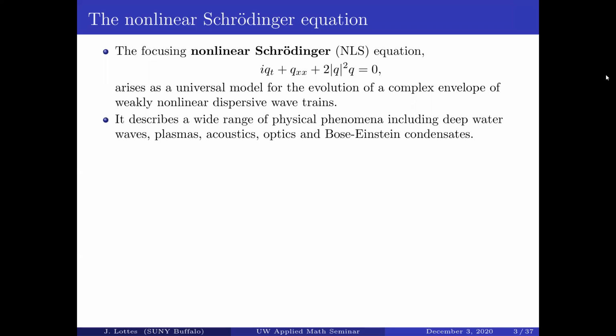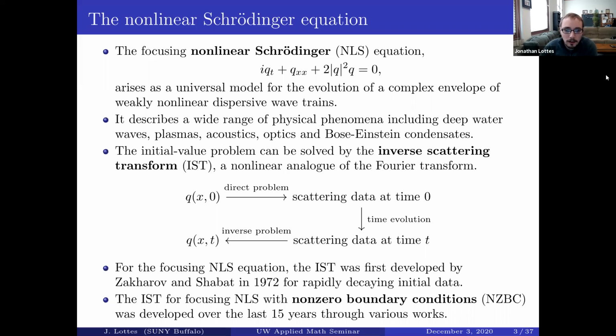The focusing nonlinear Schrödinger equation, or NLS, given there, is a universal model for nonlinear dispersive wave trains. And it describes a range of physical behaviors, such as water waves, plasmas, optics, etc. It's one of the most well-known examples of an integrable nonlinear evolution equation. And as such, the initial value problem can be solved with the inverse scattering transform, which is the nonlinearization of the Fourier transform.